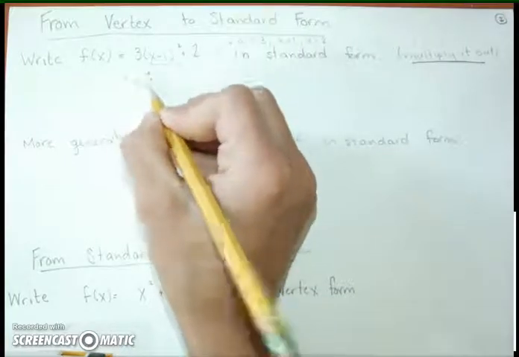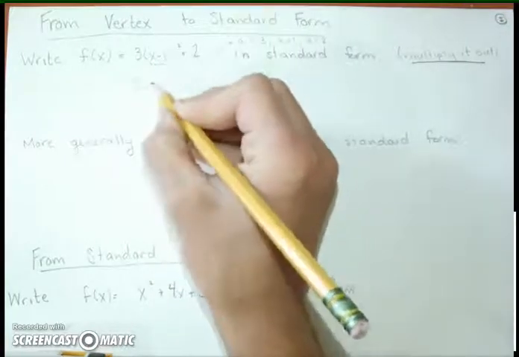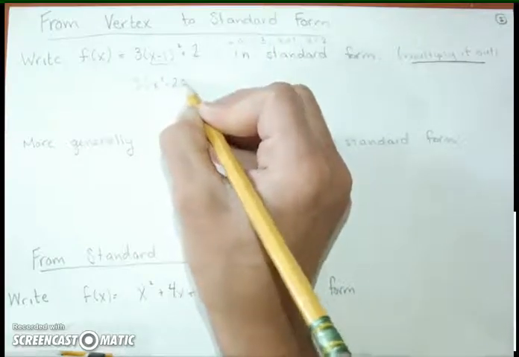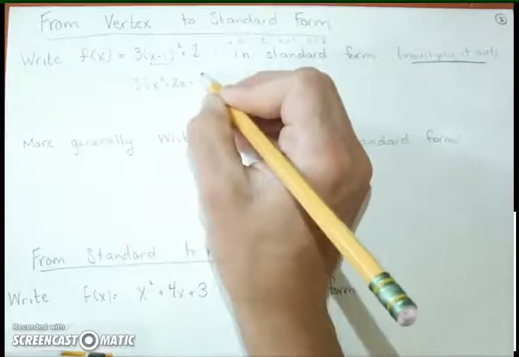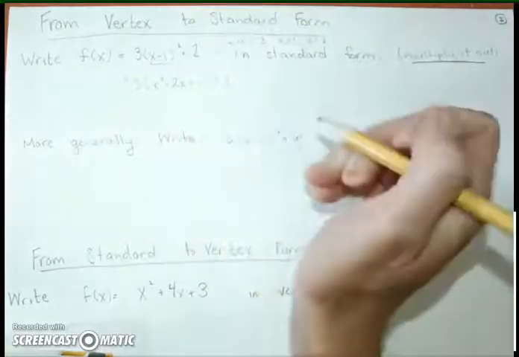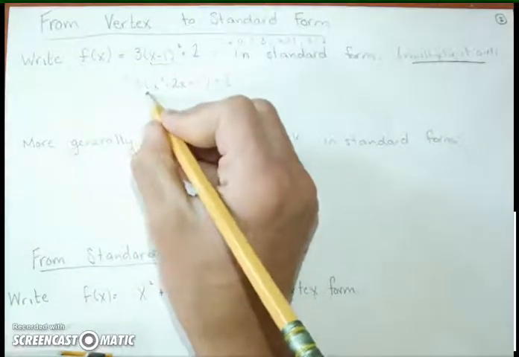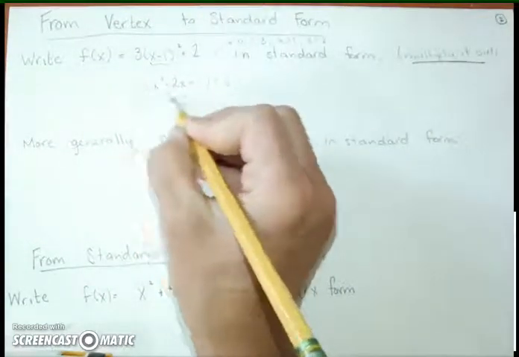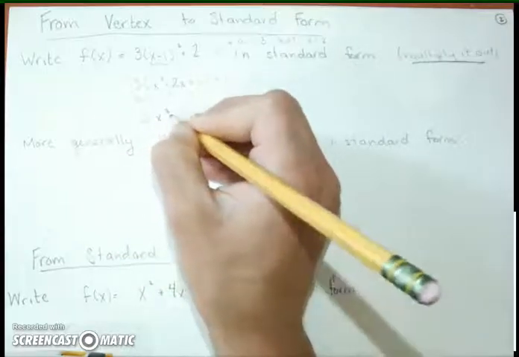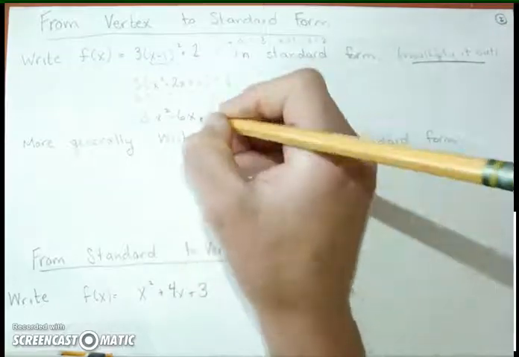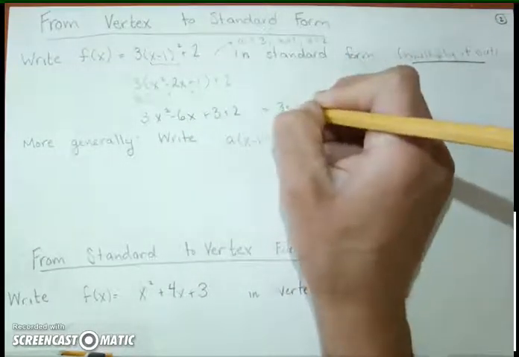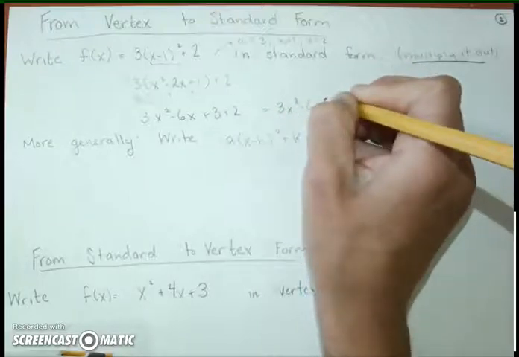So I'm going to have 3 times x minus 1 squared is going to be x squared minus 2x plus 1. You can check that by foiling, and then I still have this plus 2 left. And now I have to distribute the 3 to each of these terms. So I have 3x squared minus 6x plus 3 plus 2. So I have 3x squared minus 6x plus 5.